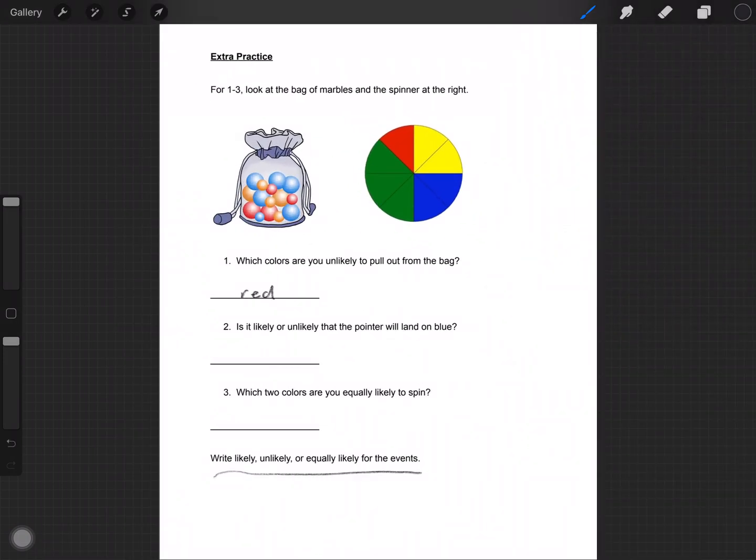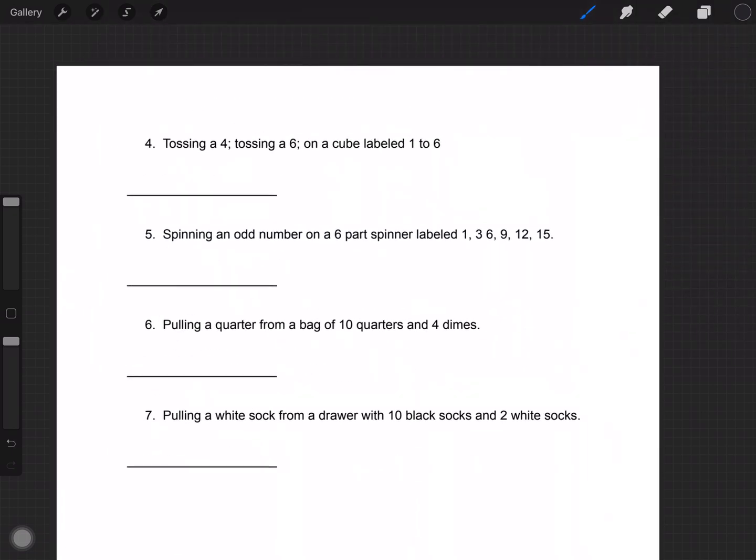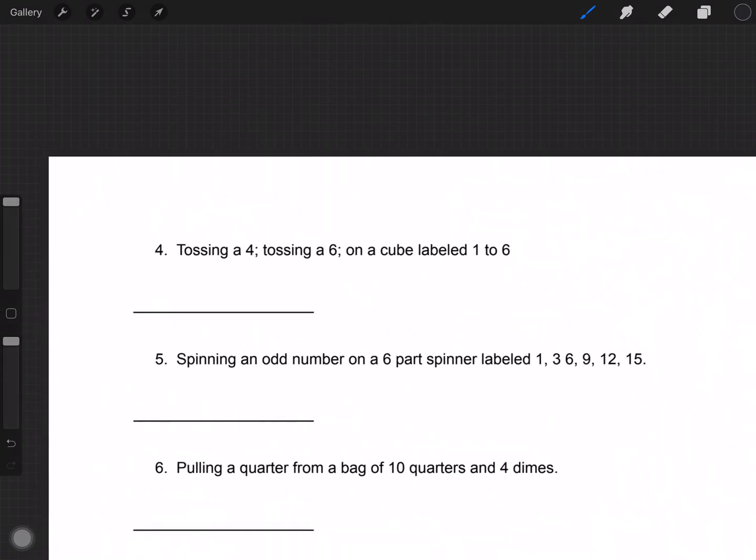The directions are on here. Right, likely, unlikely, or equally likely for the events. I'll do one of them, or 2. Tossing a 4, tossing a 6 on a cube labeled 1 to 6. Okay. So a cube labeled 1 to 6 means that it has 6 sides, 6 equal sides, and each one is labeled 1, 2, 3, 4, 5, or 6. And so tossing a 4 and tossing a 6 doesn't matter which number is higher or lower, because they're all equal probabilities. They're all just labeled differently.